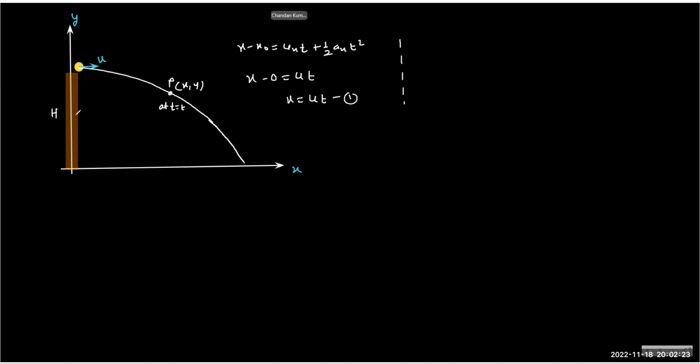Again, the same problem. Are you guys not understanding what to do? A simple question I'm asking: y with t relation. How to proceed? Half gt square. See, I'm asking for position. I'm not asking for displacement. Do you realize what I'm asking?